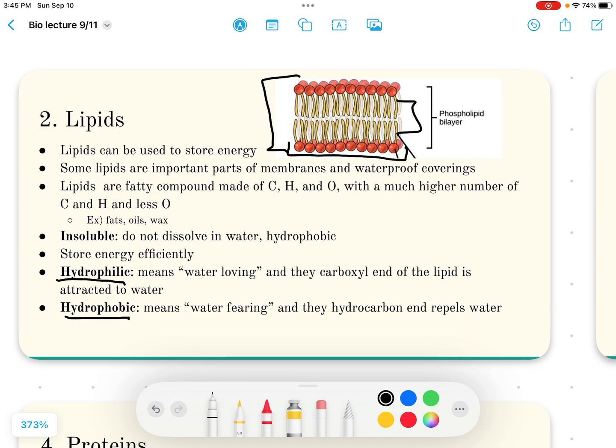Lipids are fatty compounds made up of carbon, hydrogen, and oxygen, with a much higher number of carbon and hydrogen and less oxygen. So for example, any type of fat, oil, or wax is considered a lipid.